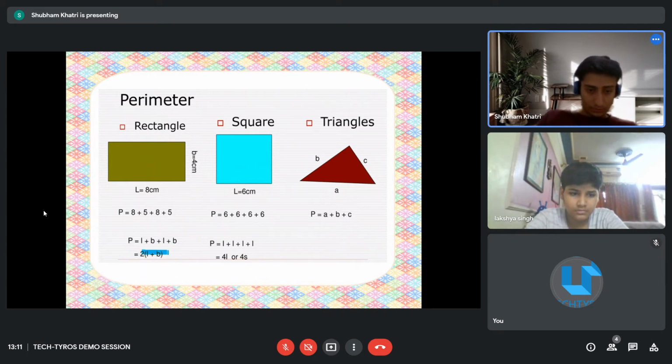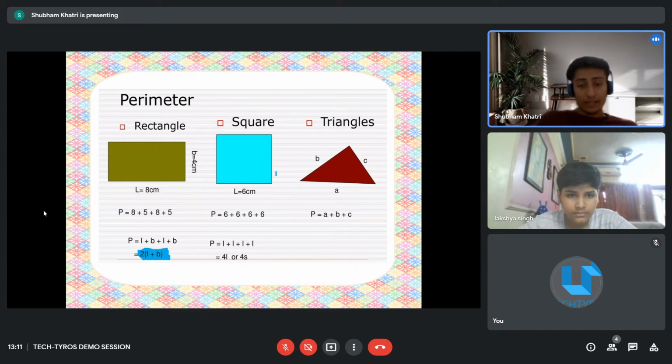It will be more easy for you to remember. So now if someone asks you what is the perimeter of a rectangle, you'll need just a length and a breadth. You will not need anything else. You can just calculate if you are having length and breadth. Moving on to a square.